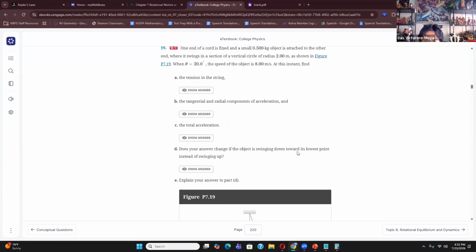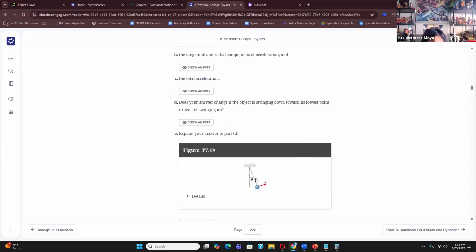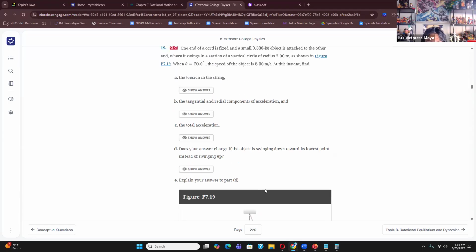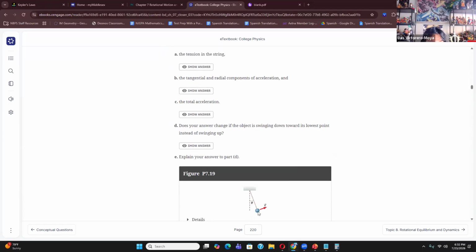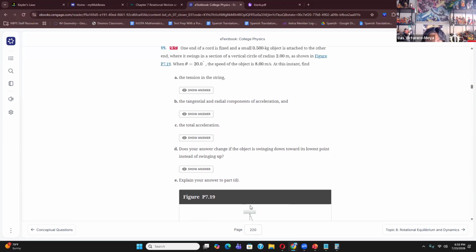But yeah, the answer will change if you're at the lowest point, because at the lowest point the angle is not 20. The angle with the vertical will be 0 degrees. The angle is important. So now you are at an angle, and it's hanging in the air. So there is not really a normal force per se, but there is tension there.